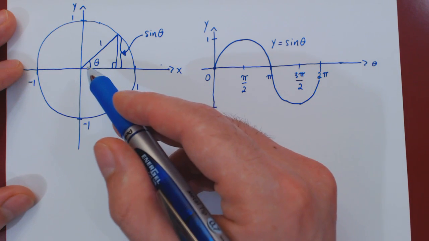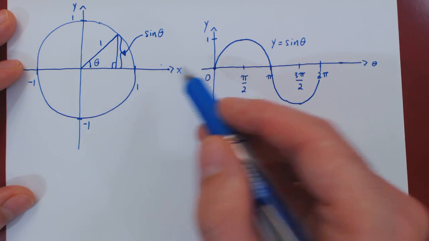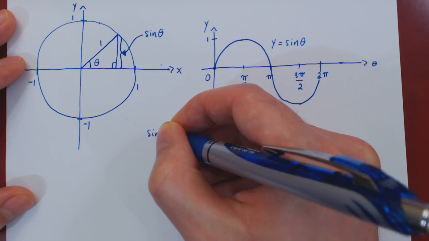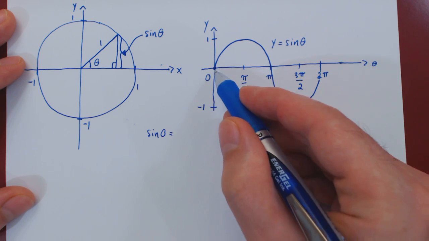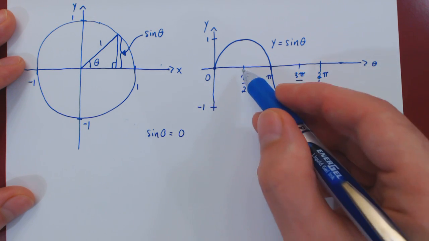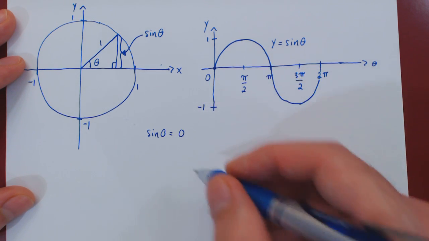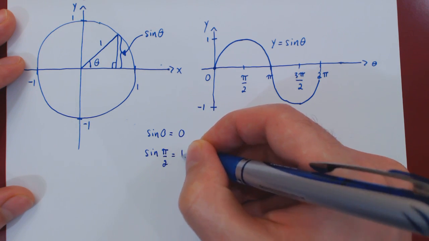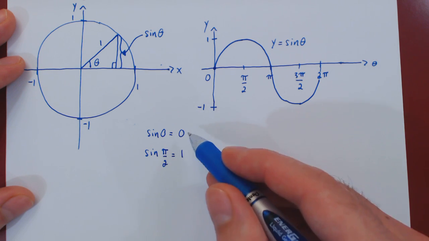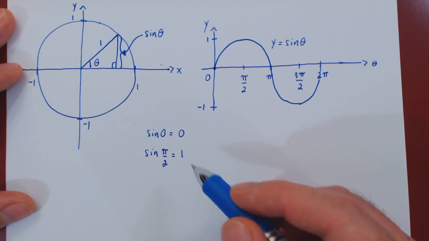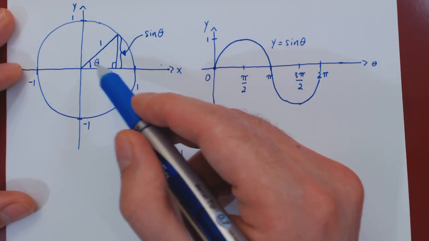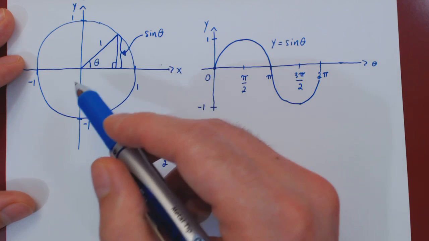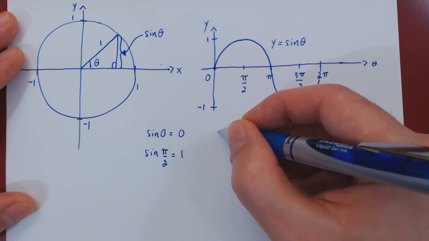So the 2 key values that we have are at 0 and pi over 2. The sine of 0 is equal to 0. Then at pi over 2, the sine is 1. So those are key but very simple values of sine. And the sine function has three other key values in between 0 and pi over 2. And those are at pi over 6, pi over 4, and pi over 3. And they are the following.